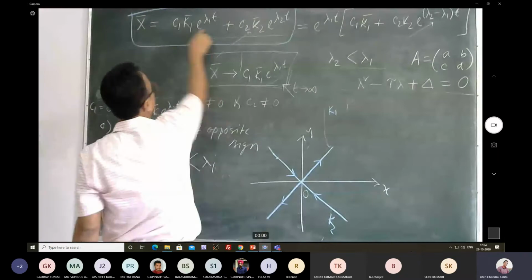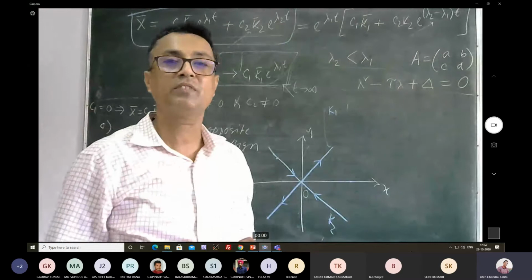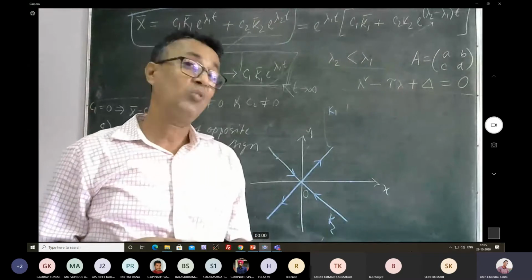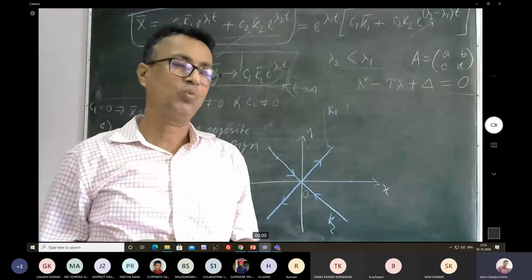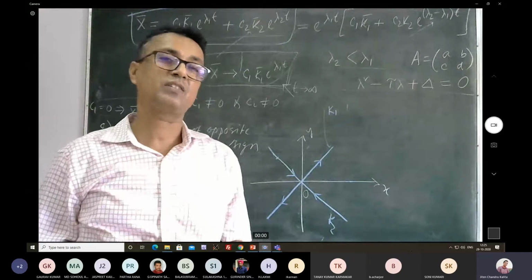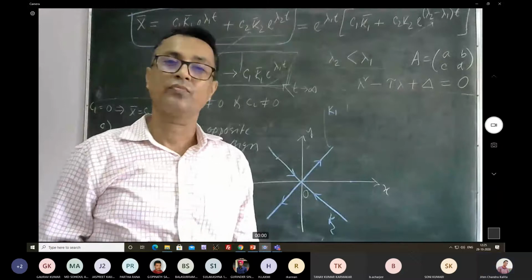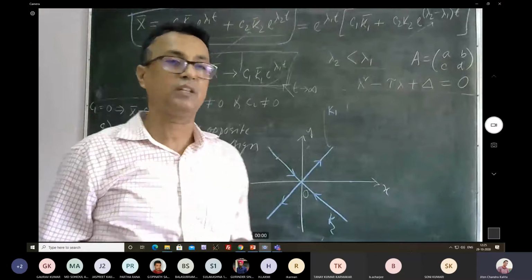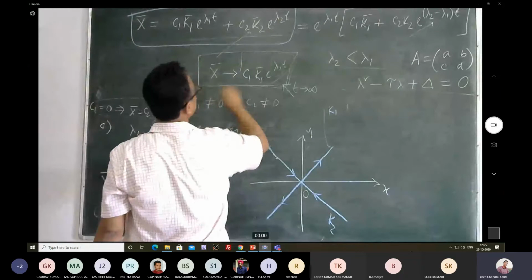Now you know that if I take a linear combination of the fundamental vectors, all the other trajectories are going to be some curve. Once t tends to infinity, all the trajectories move towards the dominant eigenvector. I still haven't drawn anything. I'm just making this comment based on this fact.